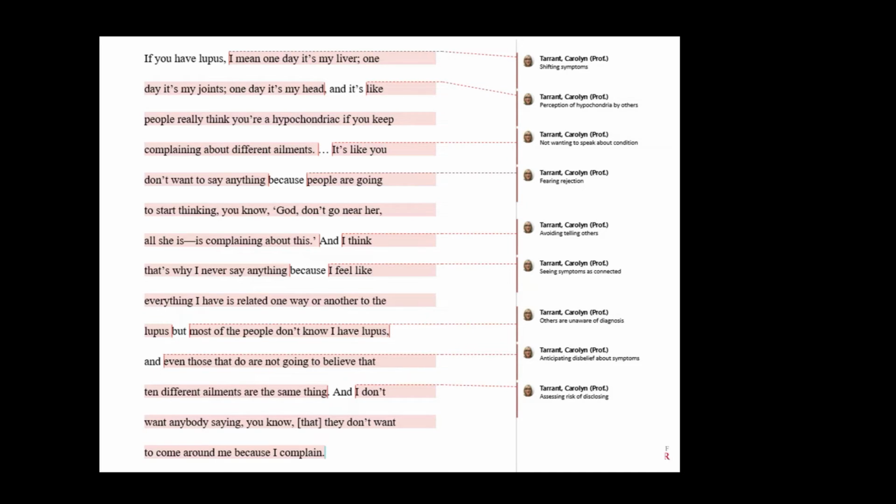So you can see I'm using quite short summaries of what this person is saying in their interview. They talk about avoiding telling others. They go on to say that symptoms are connected, that others are unaware of their diagnosis, and so on. So again, if you take that away, you can get a summary of what this person's saying in their interview. So we'll come back to those codes when we look at how we might build themes.